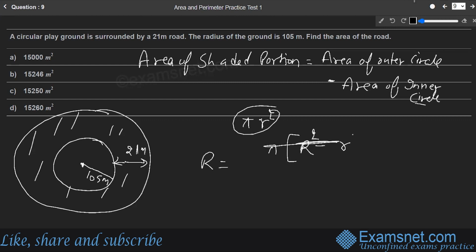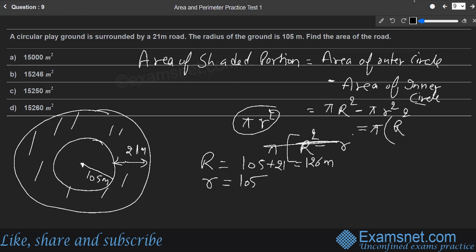So how much is the larger radius? It is going to be 105 plus 21, that is nothing but 126 meter. What is the small radius? The small radius is the radius of the inner circle, that is 105. So if we want to calculate the area of the shaded portion, it has to be pi capital R square minus pi small r square. If we take the pi common, it is left as capital R square minus small r square. Let us use this formula. We have got capital R and small r both. So the area of the shaded portion is nothing but pi, capital R is 126 square minus 105 square. So we need to solve this particular thing.